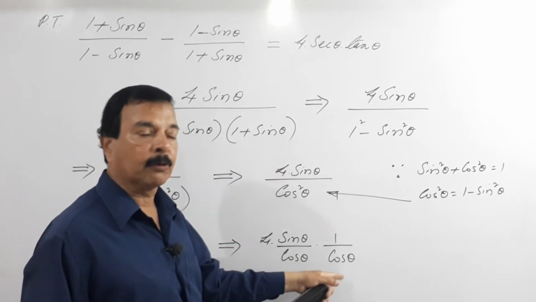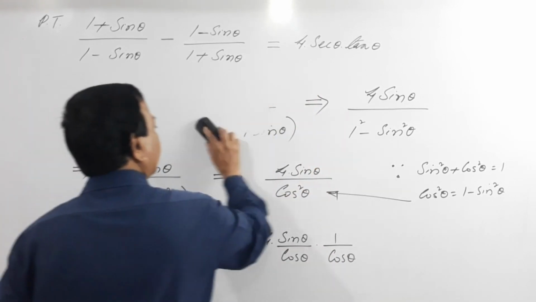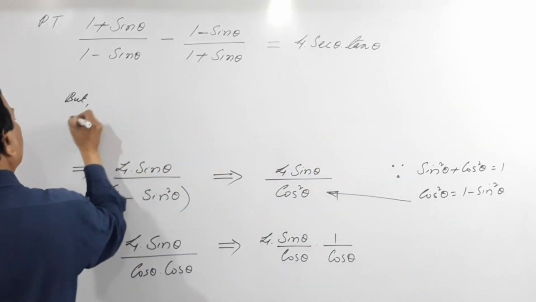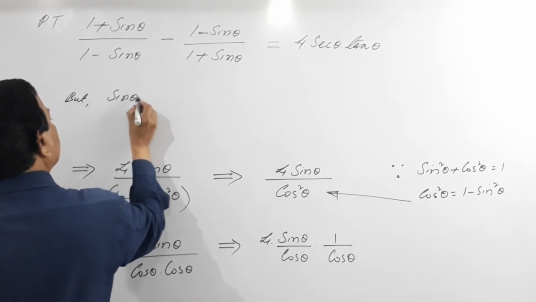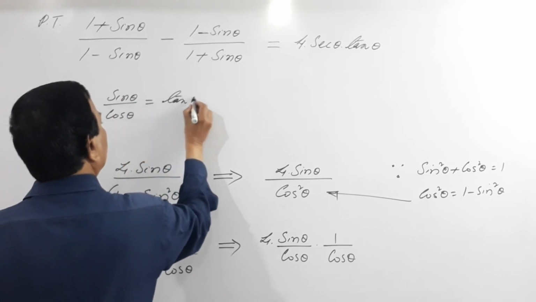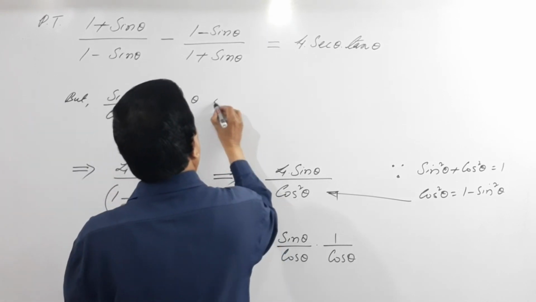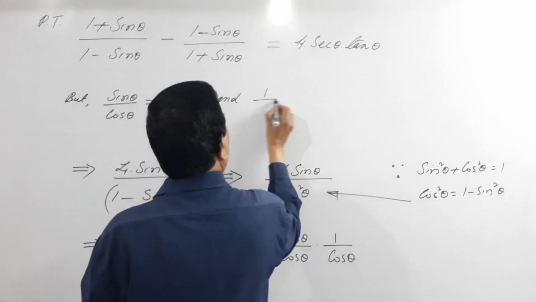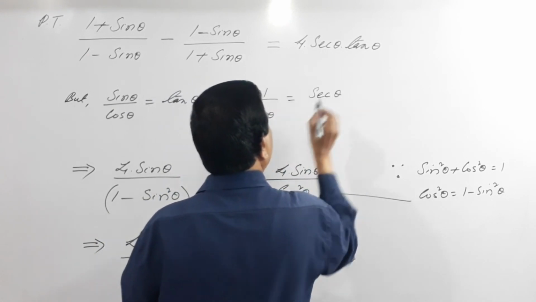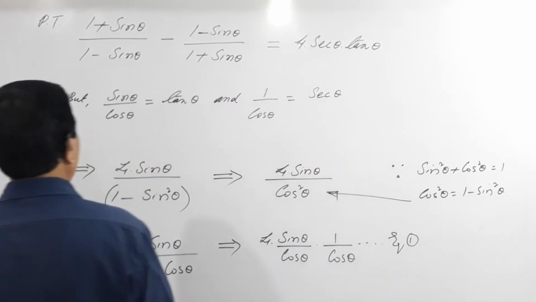What is 1 by cos? Reciprocal of cos is secant. So therefore, sin theta by cos theta equals tan theta, and 1 by cos theta is nothing but secant theta. I call this equation 1.